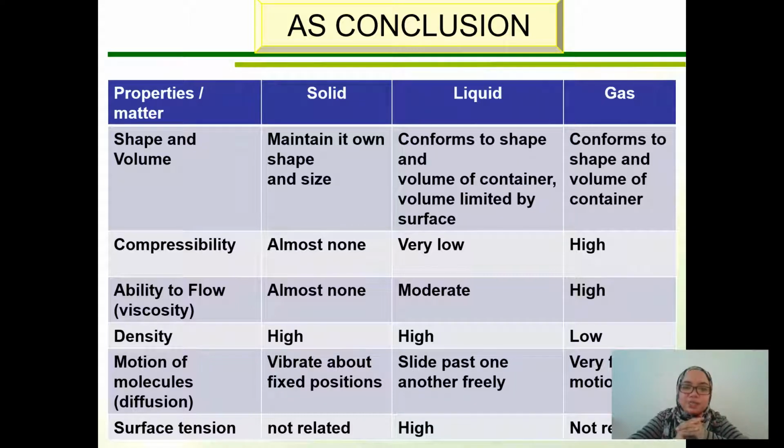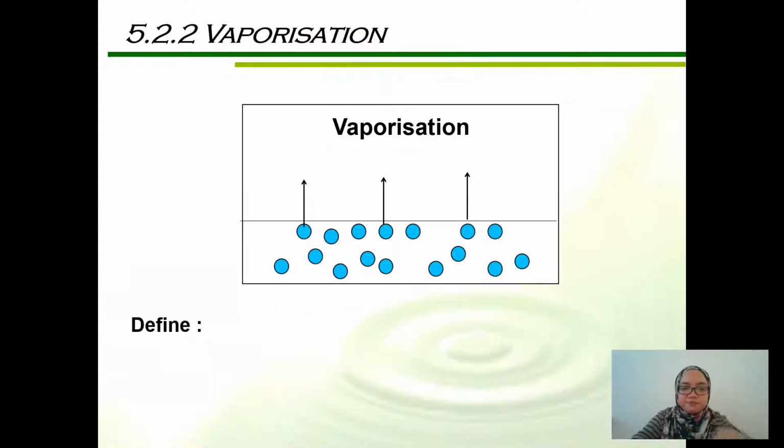So only liquid has surface tension. Alright. So now we are going to look at vaporization. We have looked at the five properties of the liquid. So now we are going to look at what liquid does. Liquid can vaporize. Okay, so what is the vaporization process?